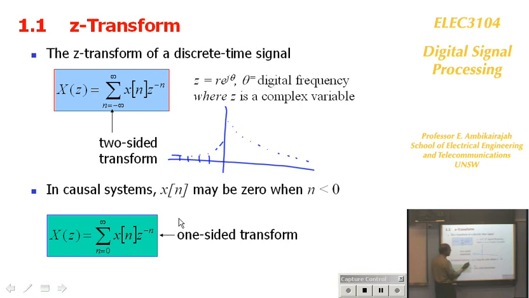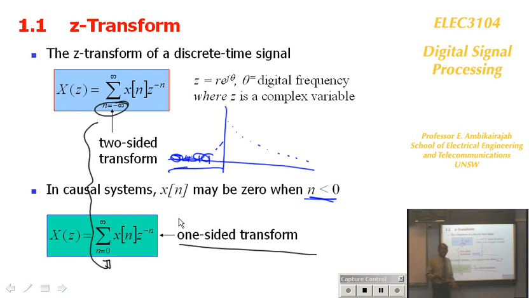What we are looking at is a causal system, where x[n] is zero when n is less than zero. So in that case, the equation that you have already done will have the negative part go to zero, so it will become n equals zero to infinity. This transform is called the one-sided transform. For real signals, this will be zero, therefore we will be using this one all the time for real signals. So that is just the definition of the transform.